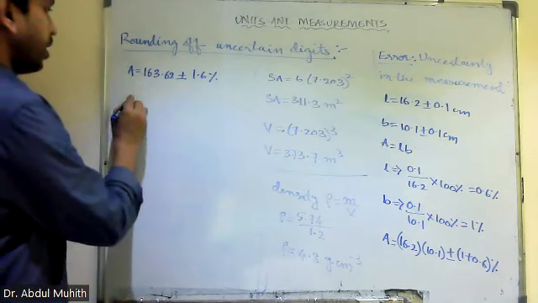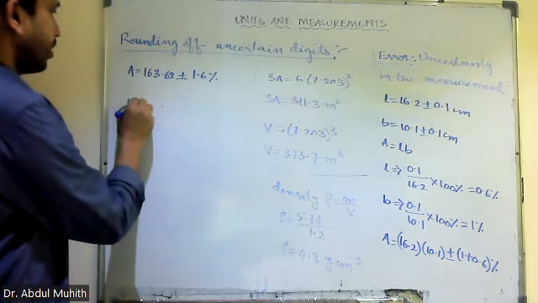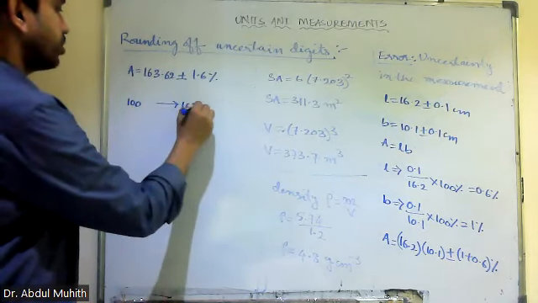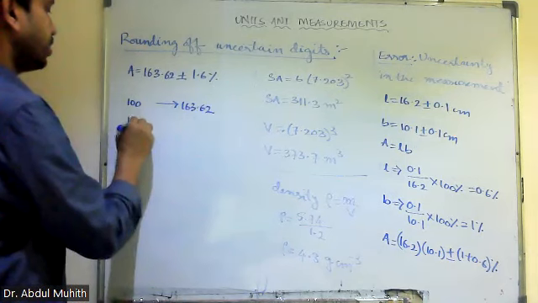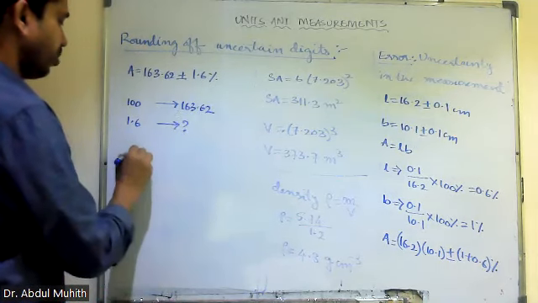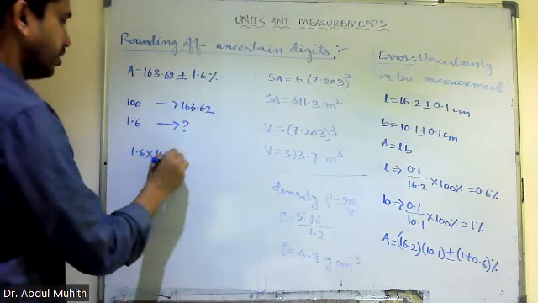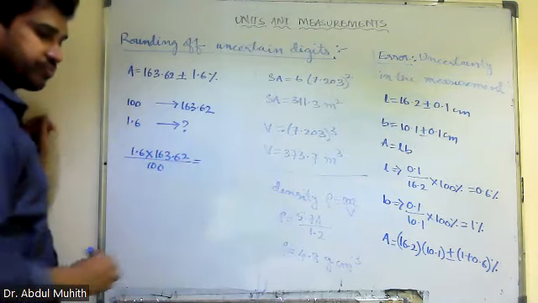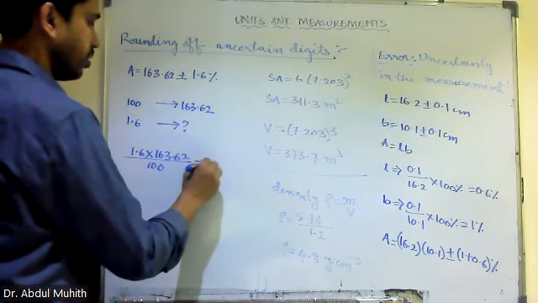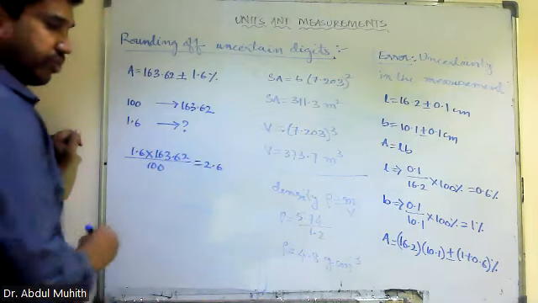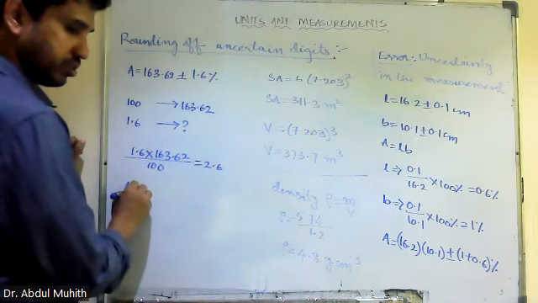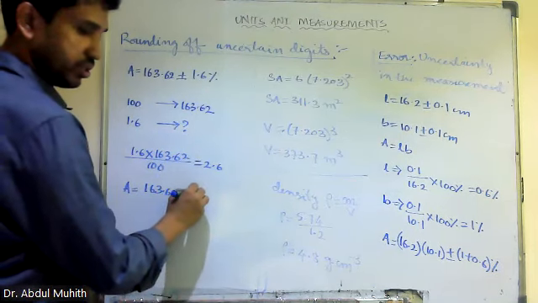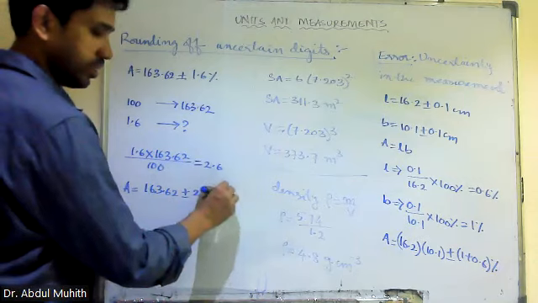So suppose for 100%, it is 163. For 1.6%, how much? So what do we do now? 1.6 into 163.62 divided by 100, which is equal to 2.6. Okay. So what do we get now? Area A equals 163.62 plus or minus 2.6 square centimeter.